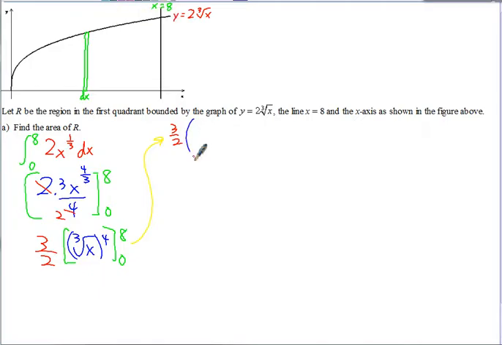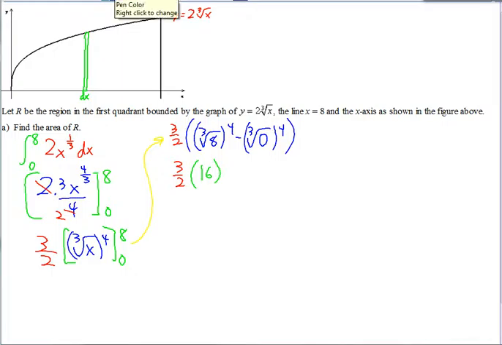Plug in 8, so that'd be the cube root of 8 to the fourth minus the cube root of 0 to the fourth. Cube root of 8 is 2. 2 to the fourth is 16. And then 2 goes into 16 8 times, times 3 gives you an area of 24. In this case, it's area, so units squared. So that's the area of the region. Pretty standard problem. Nothing complicated about that.